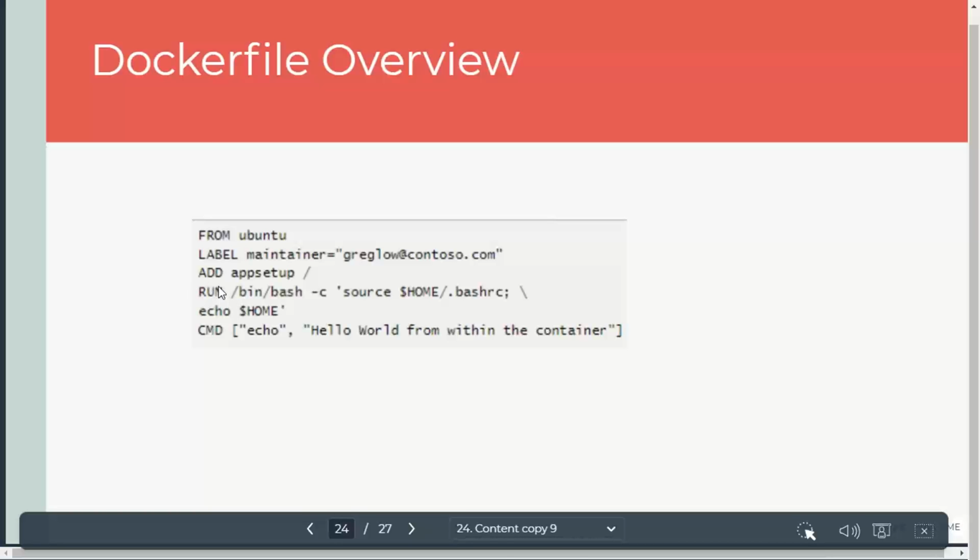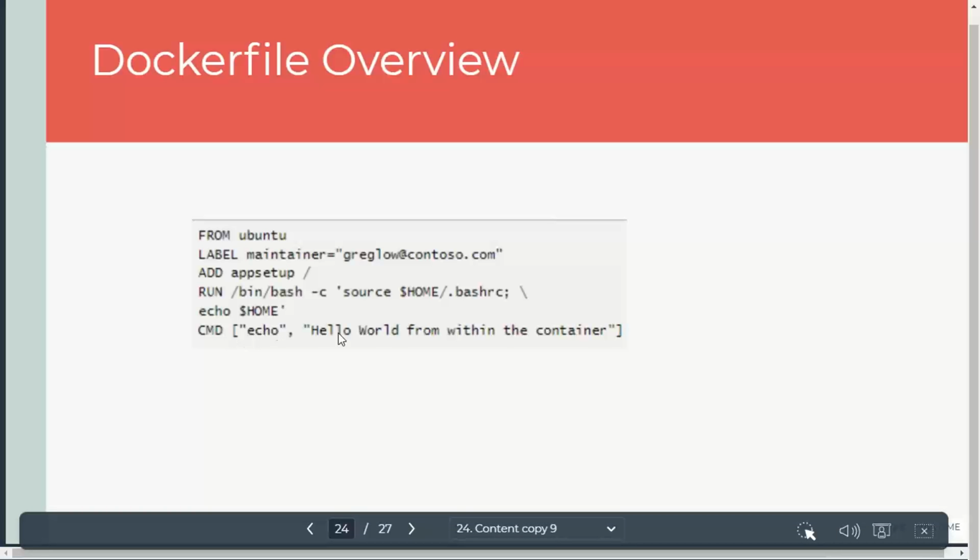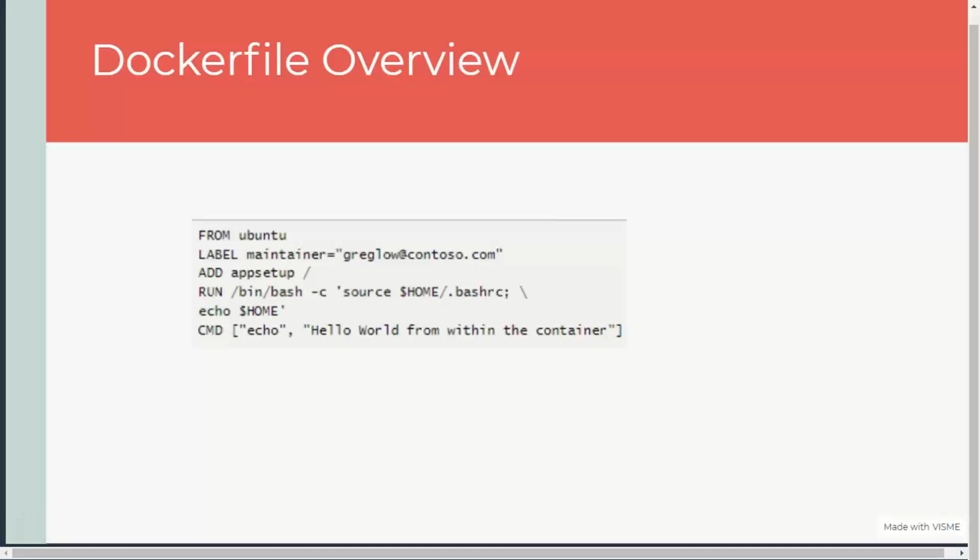Okay, the RUN command is, when you are building the image, at that time it will run the particular command. When you are running the docker build command, at that time the particular RUN command will be executed. The CMD command is, for example, when you are running the docker run command to create the container, at that time it will run the particular command, like echo hello world from within the container. The RUN command will be executed when you are running the docker build command, while creating an image.